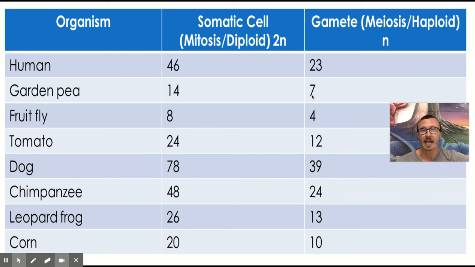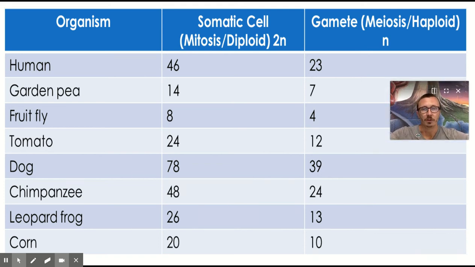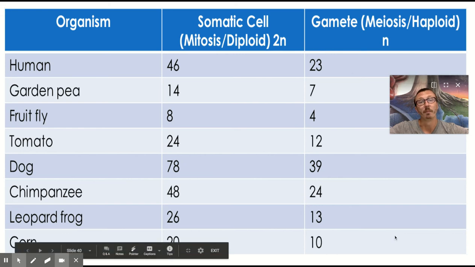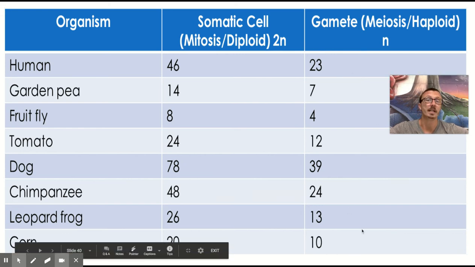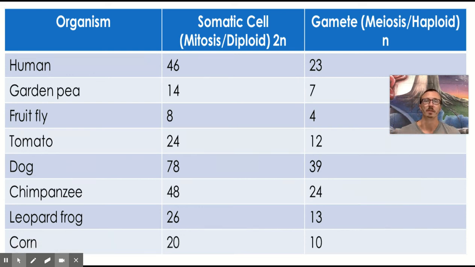Because when the egg containing 7 chromosomes is fertilized, pollinated by the male sperm cell, which also has 7, we reestablish that diploid state, right? And so we have 14 chromosomes, and a seed forms, and you can plant that seed, and now you've got a new pea plant. And so you can just kind of look at this chart and see the numbers of somatic cell chromosomes and the gametic cell chromosomes. Diploid meaning 2 of each, haploid meaning 1 of each.